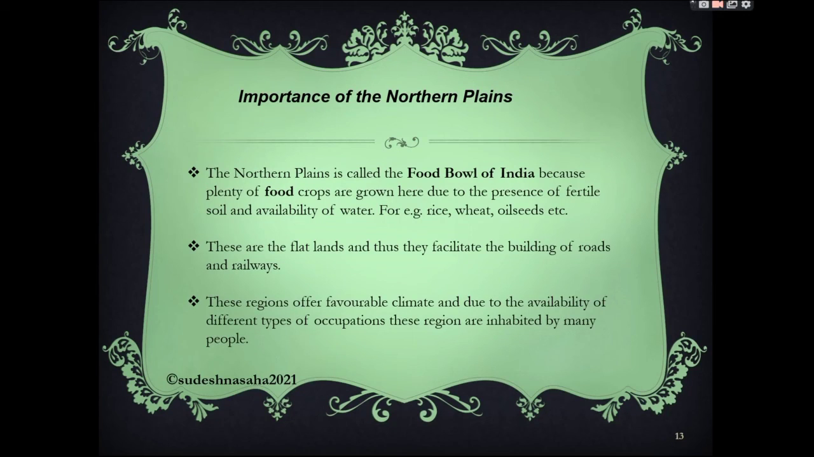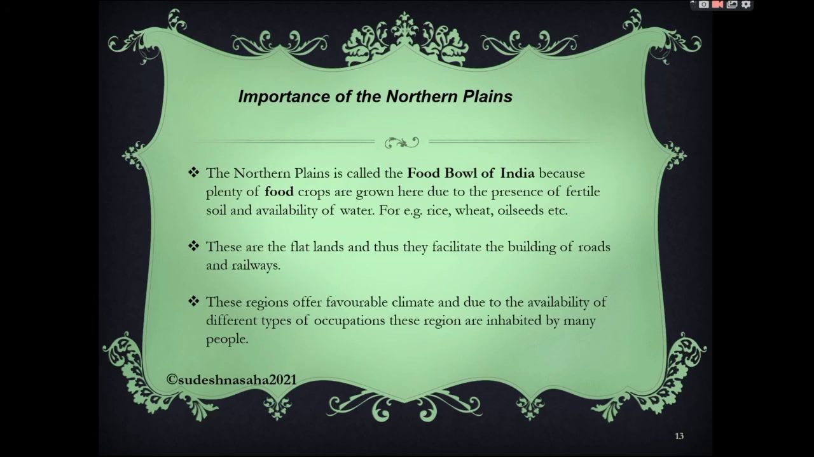The importance of the northern plains in India. The northern plains is called the food bowl of India because plenty of food crops are grown here due to the presence of fertile soil and availability of water. For example, rice, wheat, oilseeds are the produced crops.